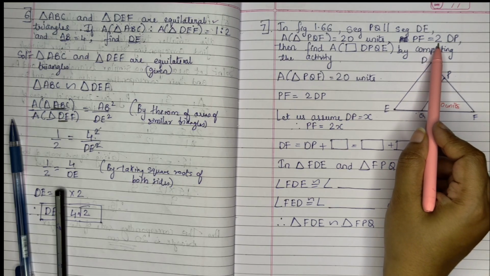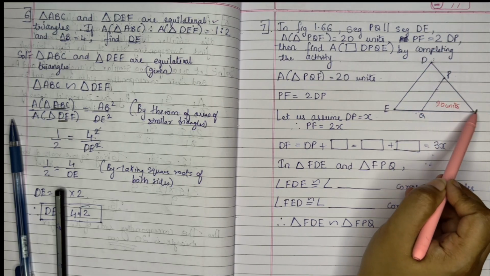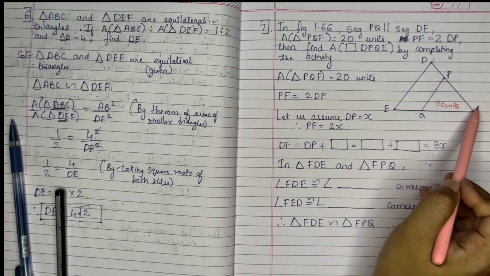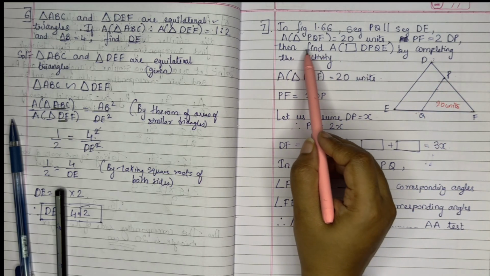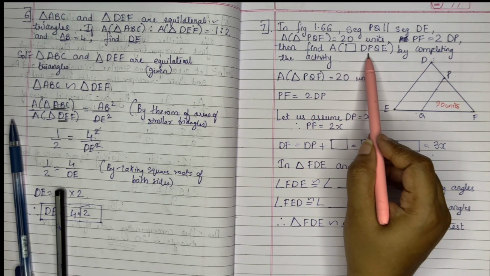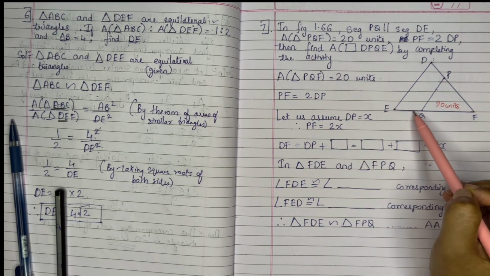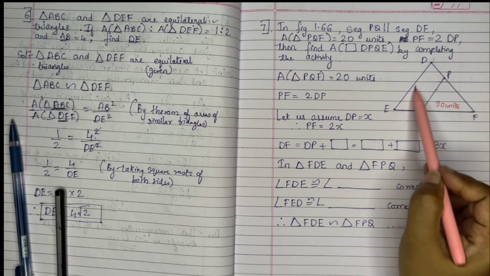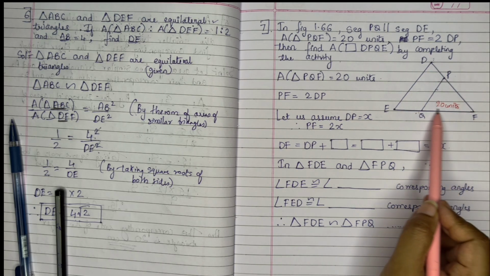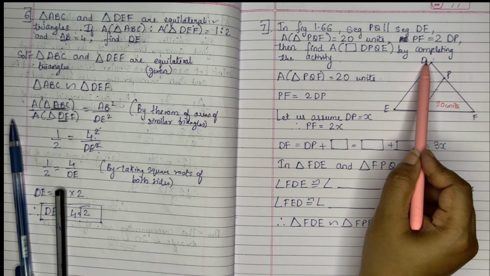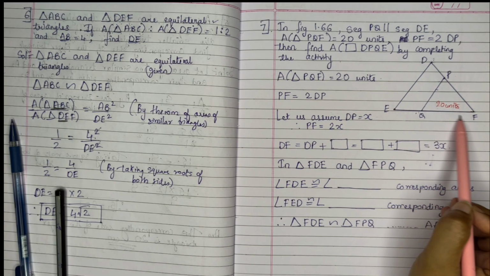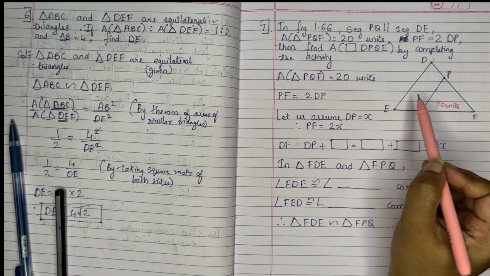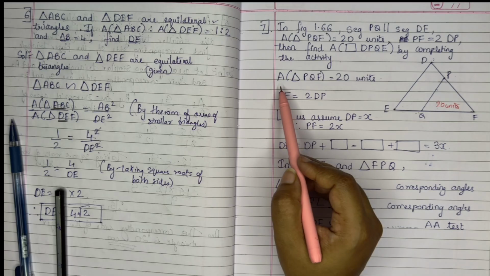PF is equal to 2 times DP. This PF is double, 2 times of DP. Understood? Then find quadrilateral DPQE. This part we have to find. So how will we get this? If you find the area of the bigger triangle and subtract the area of the smaller triangle, you will get the area of this quadrilateral DPQE. Okay, so see the activity.